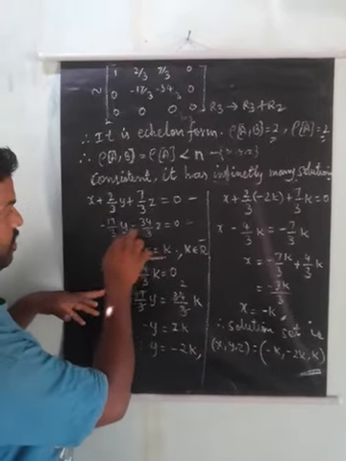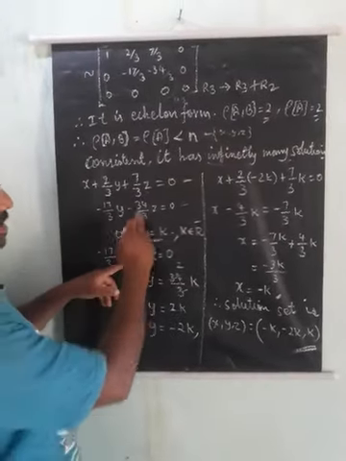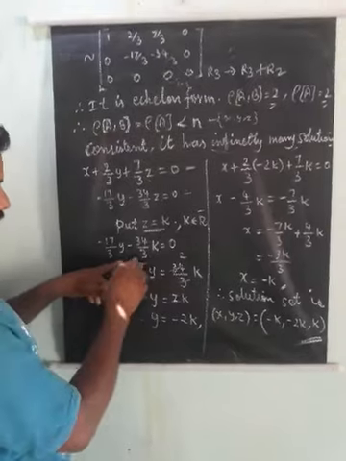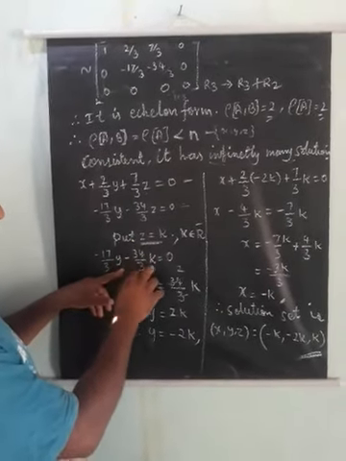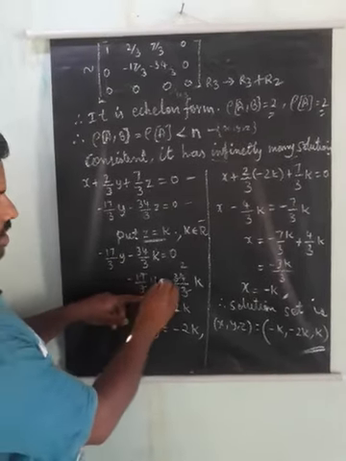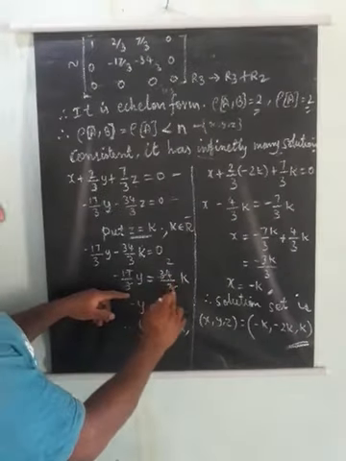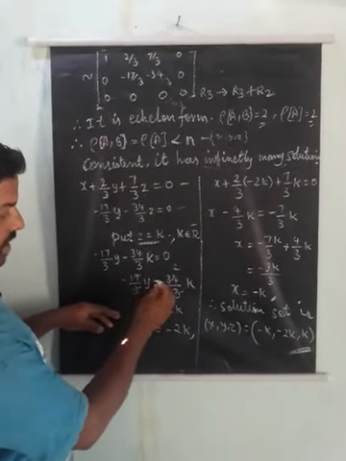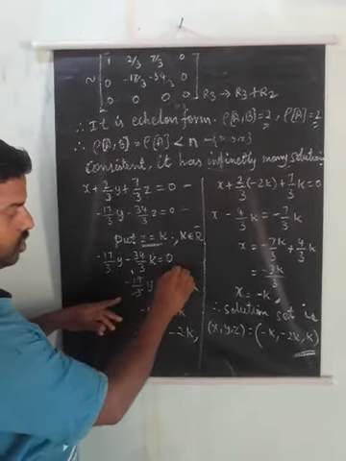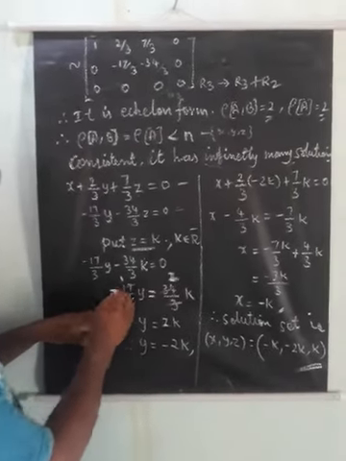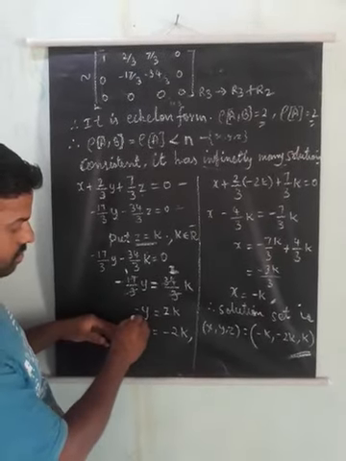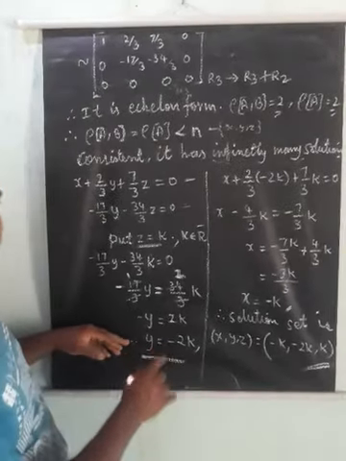Apply this to the second equation: -17/3 y minus 34/3 k equals 0, where z is k. We want only the y value; k is a constant here. Keep the y term on the left-hand side and move the other term to the right-hand side: 34/3 k. The denominators cancel, and the numerators are 1 time and 2 times, so -y equals 2k. Multiplying both sides by -1, we get y equals -2k.